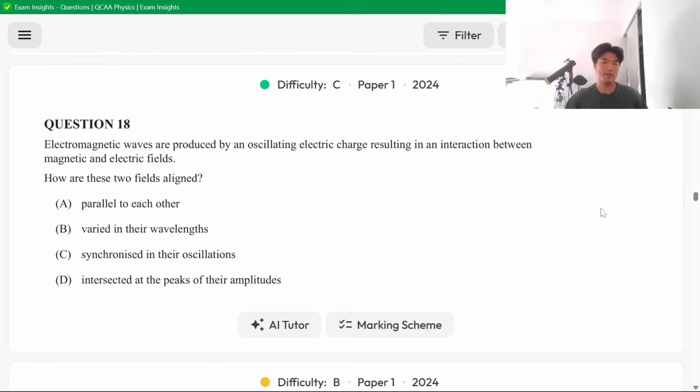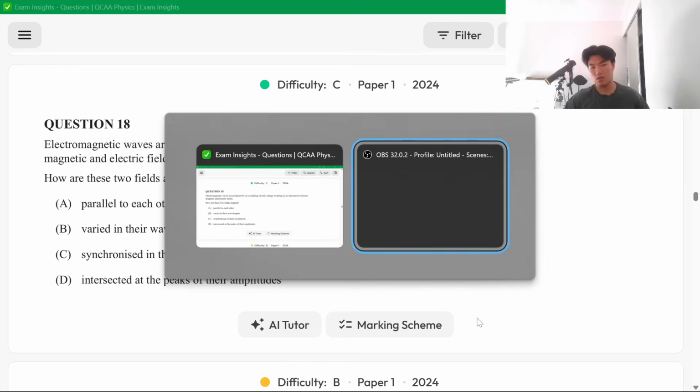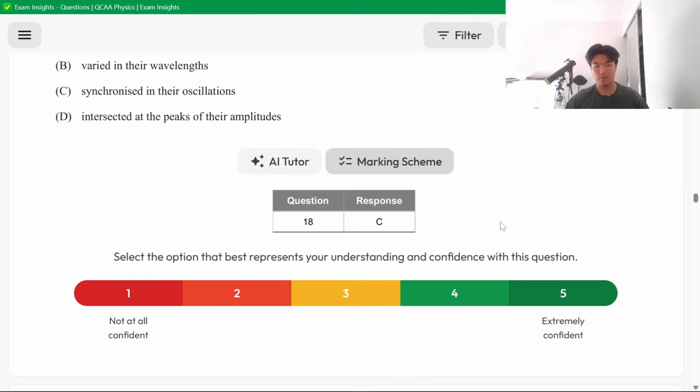D is not correct. They intersect at the nodes. Is that correct terminology? So when they have like the middle between the crest and the troughs. Yeah, so it would be C.